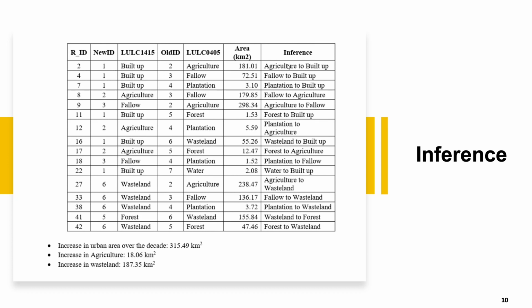And how much is the area? We can calculate what is the total area. So the increase in the urban area for Pune over the decade is 315.49 square kilometers, and the increase in agriculture is 18.06. Increase in the wasteland is 187.35. So this kind of inference you can make from the change detection.